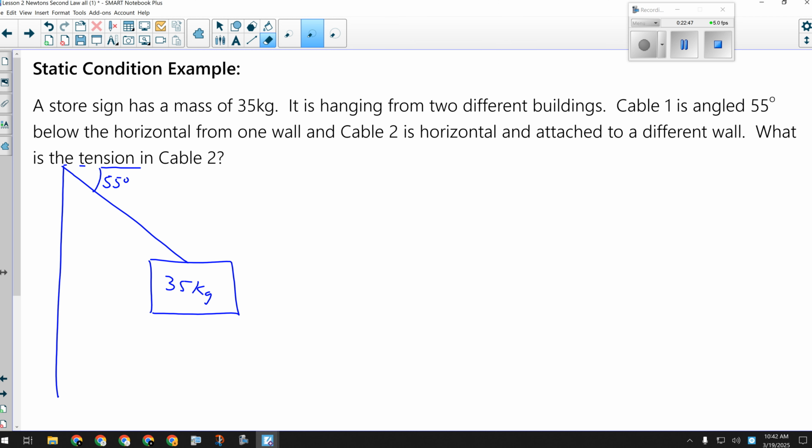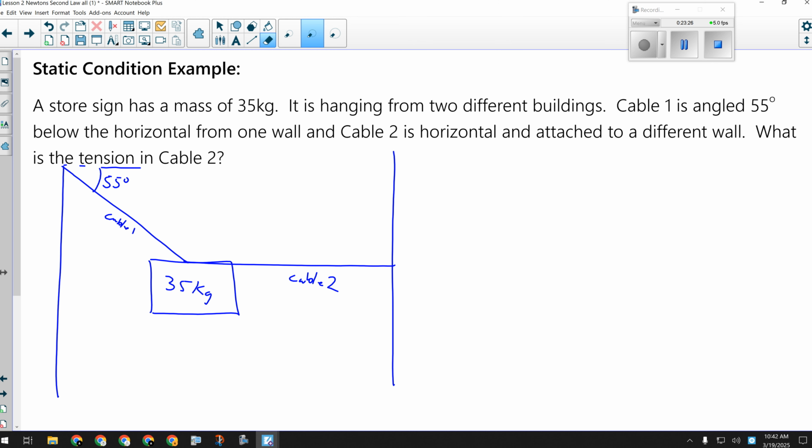Okay. Cable 2 is horizontal and attached to a different wall. So this is just cable 1. And this is cable 2. What's the tension in cable 2? In other words, how hard is cable 2 pulling? What do I need to remember about this situation? What's the acceleration of this sign?